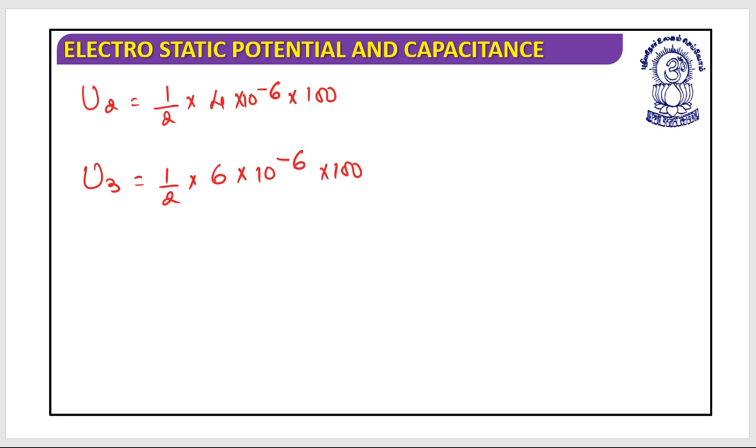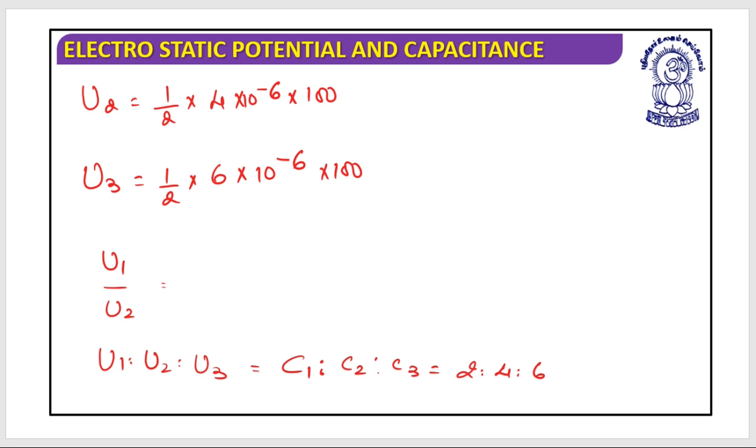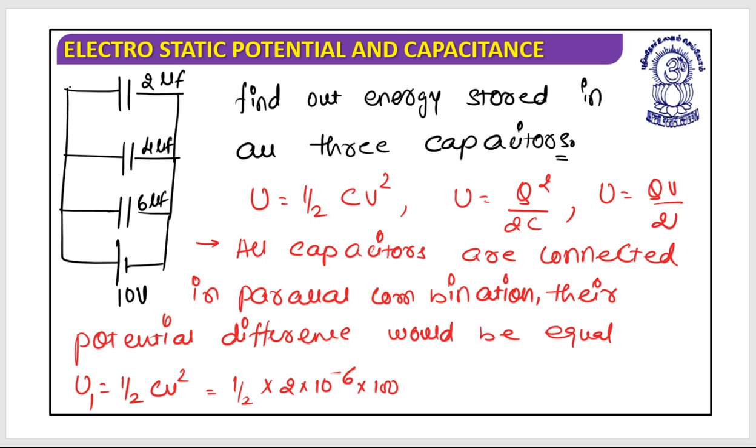Yes, if I have been asked the ratio, then U1 is to U2 is to U3. What I know is that 1 by 2 would be gone, V would be the same, sorry, my mistake. So U1 is to U2 is to U3 is just the ratio of C1 is to C2 is to C3. It's 2 is to 4 is to 6, or you can say 1 is to 2 is to 3.